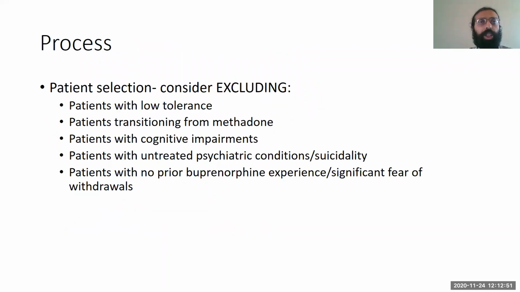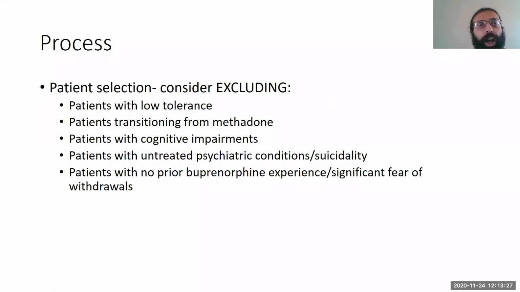Patient selection for home induction: I would say consider doing a clinic induction in the following patients. Patients who have a low tolerance, where we're not sure they're going to tolerate the medication. Patients who have been living in a sober living facility or possibly been incarcerated. Patients who are transitioning from methadone. Methadone transition can be very difficult, and we're dealing with such a transition right now in a clinic, and it can be extremely challenging. So those patients I tend to do under direct observation.